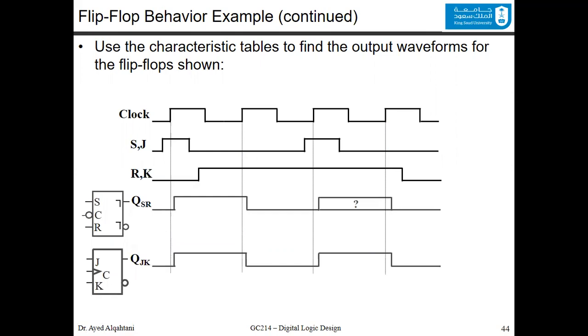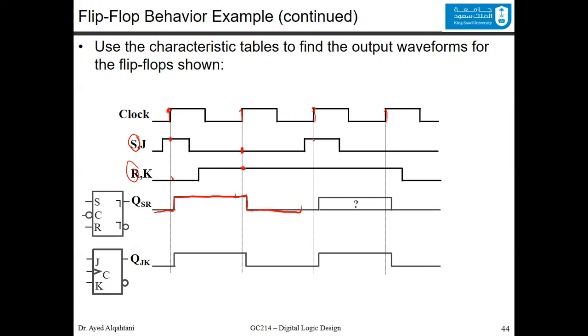Now, we will check the same behavior, but for the SR latch, SR flip-flop and the JK flip-flop. We check the rising edge, the change from low to high. For the SR, if we try to get this output form, we consider these to be an SR. If you have S equal to 1 and R equal to 0, then you are setting, so the output is going to be 1. If you have at this point S is 0 and R is 1, then you are resetting.